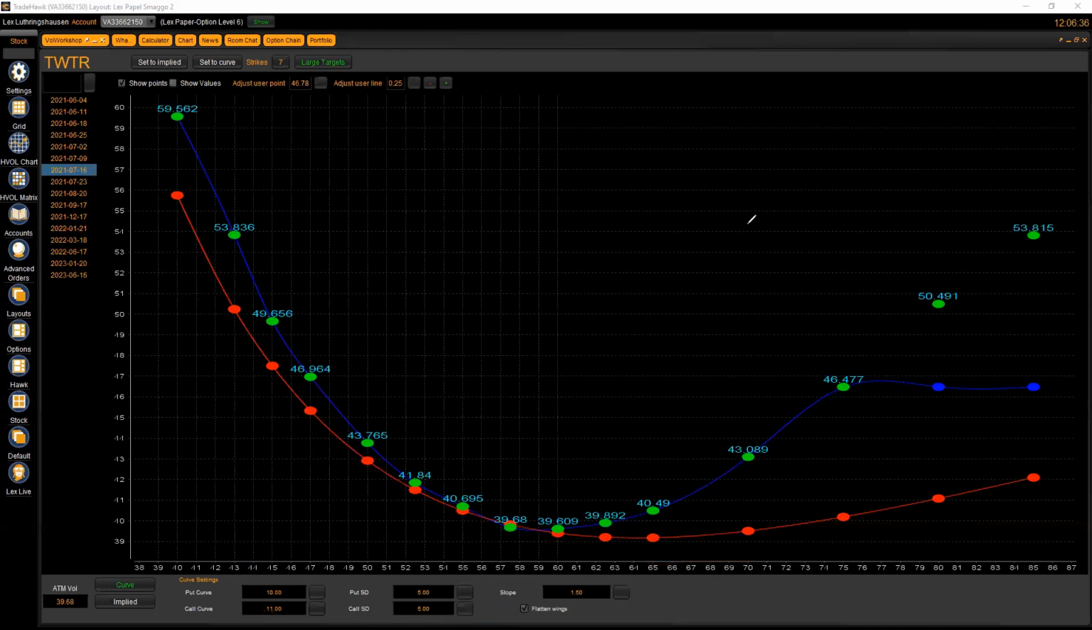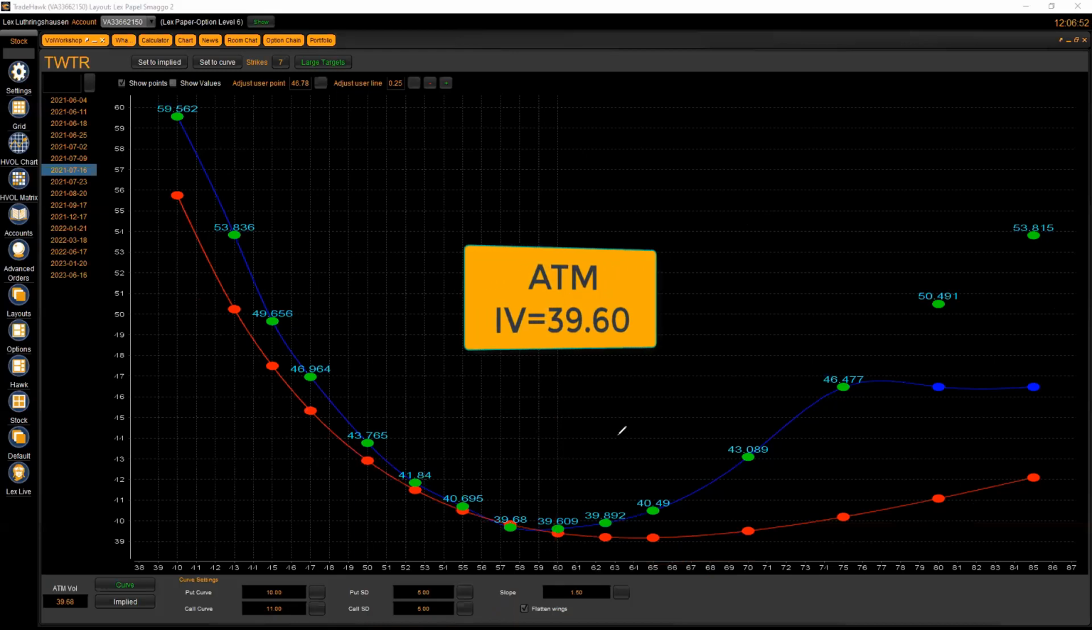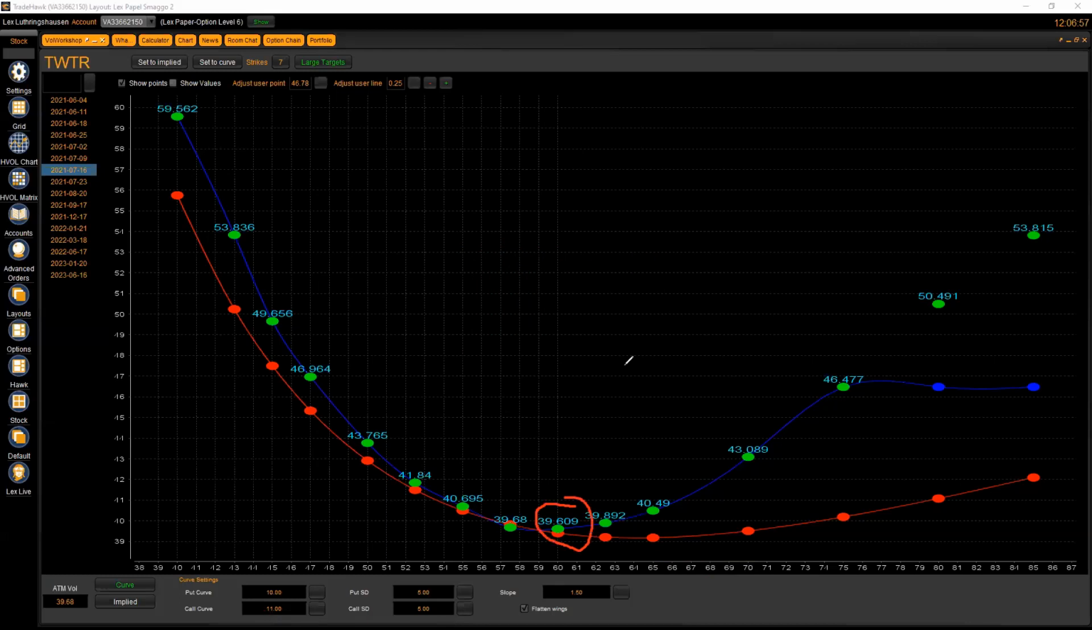All right. I want to stay away from a lot of math here. I want to make this simple. So what we look at with a curve, and again, this is July, is we look at the money. That's number one, that spot I just drew. The at the money volatility, as you can see, is roughly 39.6. That's the volatility I just circled.